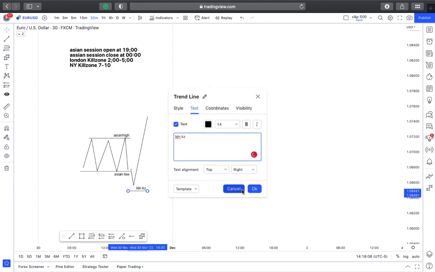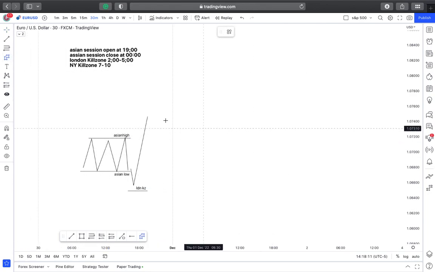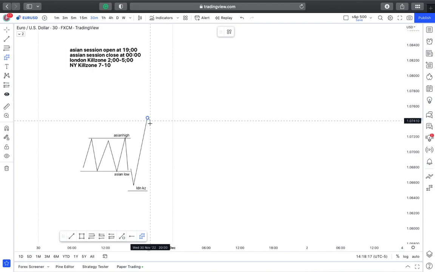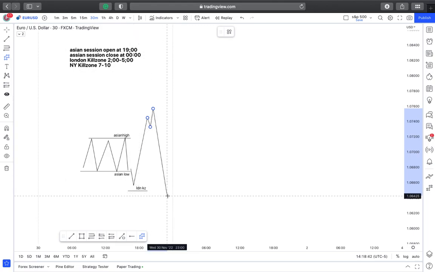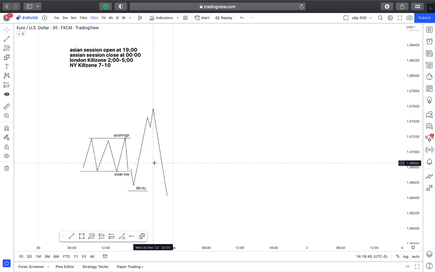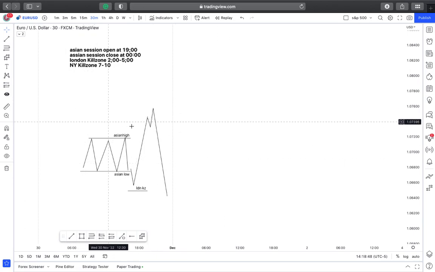Now let's say from here to here was your London kill zone. After the London kill zone there is the New York kill zone, which is 7 to 10. What's going to happen in the New York kill zone is that price reverses a bit and takes the high made by the London kill zone. Let's say it swept the high, and where is your target? The low that was made during the London session. So this is how price delivers every day in the market.